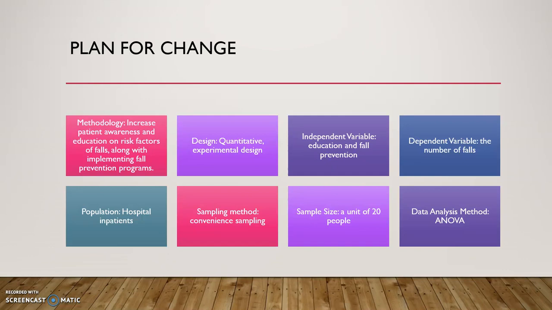Independent variable is education of fall prevention. Dependent variable is the number of falls. Population is a hospital and patients. Sampling method is a convenience sample. Sample size is a unit of 20 people, and data analysis method is ANOVA.